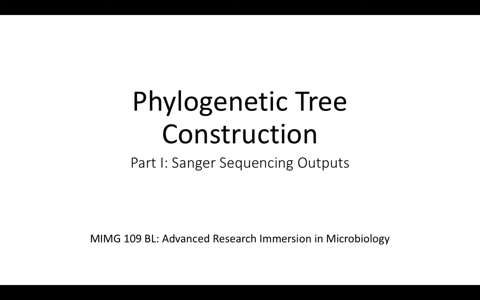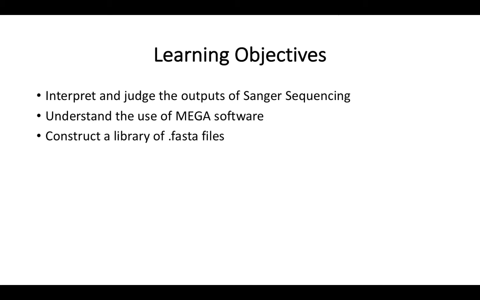Hello, and welcome to this tutorial on phylogenetic tree construction as made for MIMG 109BL at UCLA. This first video is on the outputs of Sanger sequencing. By the end of this video, the student should be able to interpret and judge the outputs of Sanger sequencing, understand the use of Mega software, and construct a library of FASTA files for further analysis.